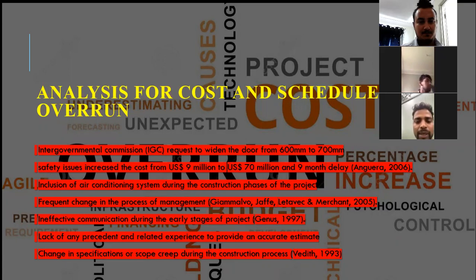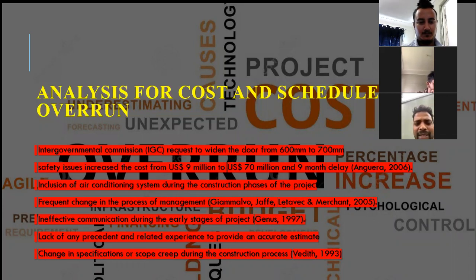They included the air conditioning systems. They were concerned with safety issues, emergencies, and ventilation systems. Ultimately, the cost increased from US $9 million to $70 million, and finally it was delayed by 9 months, around 1 year, and completed in 1994.